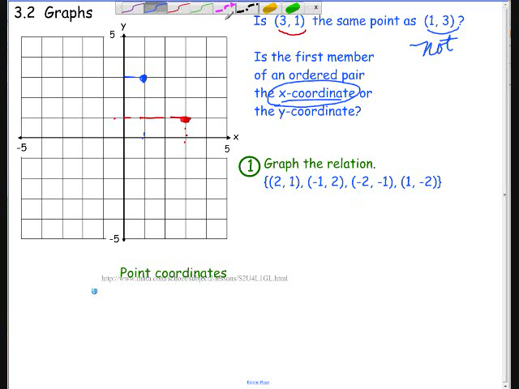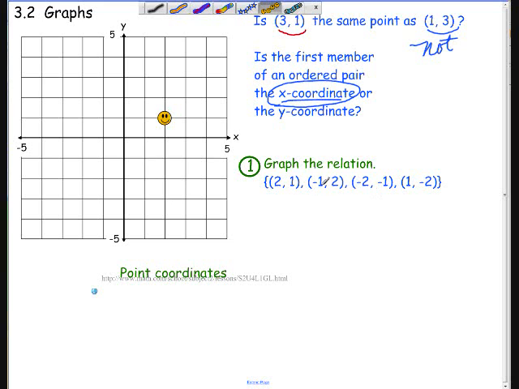Graph the relation. Okay, well, let me clear my Cartesian coordinate system, and we'll go ahead and graph these. I'm going to use a more fun one. This is the one. So I'm going to graph with these little smiley faces. Graph the relation: over 2, up 1.